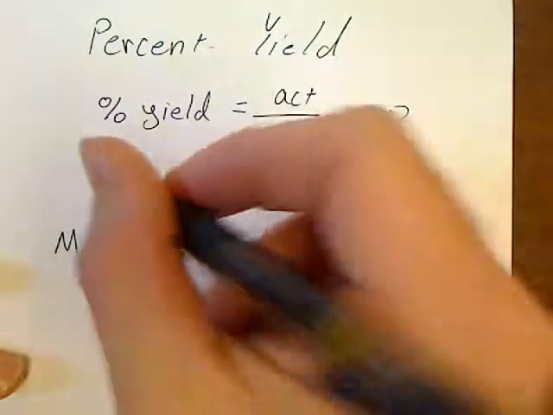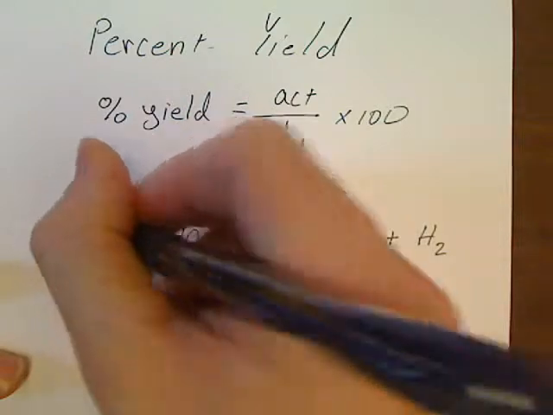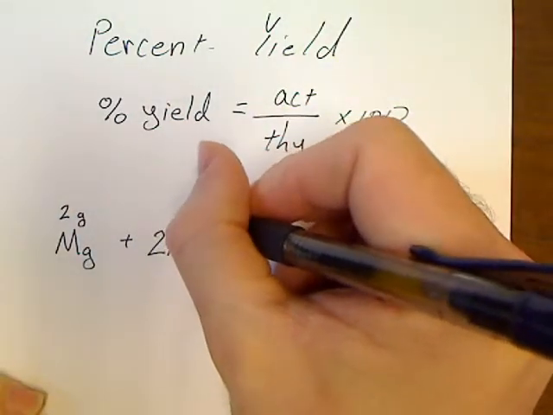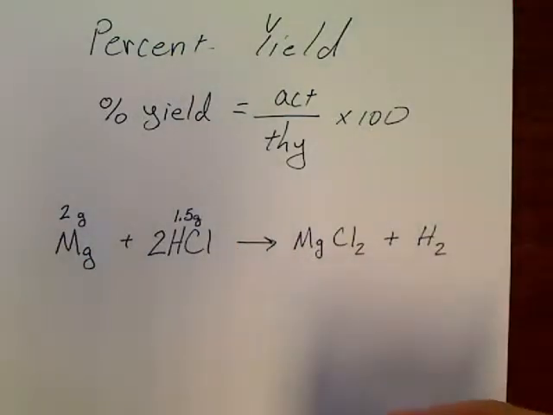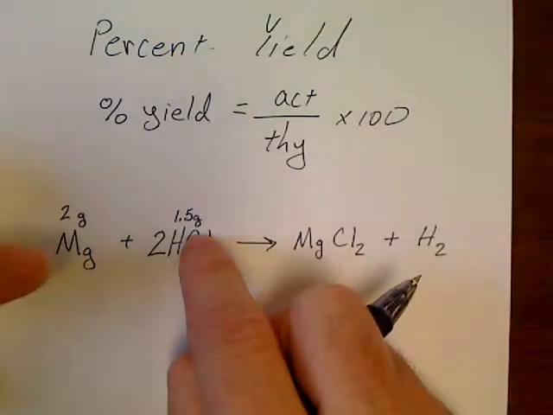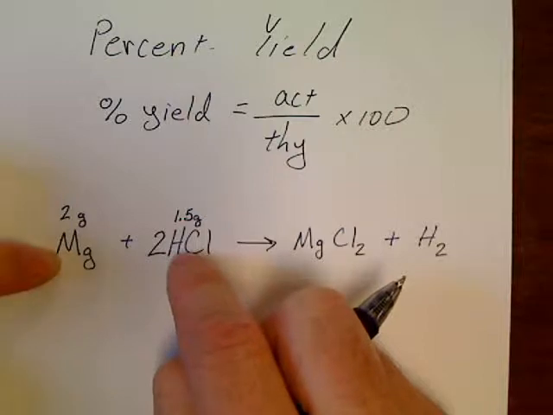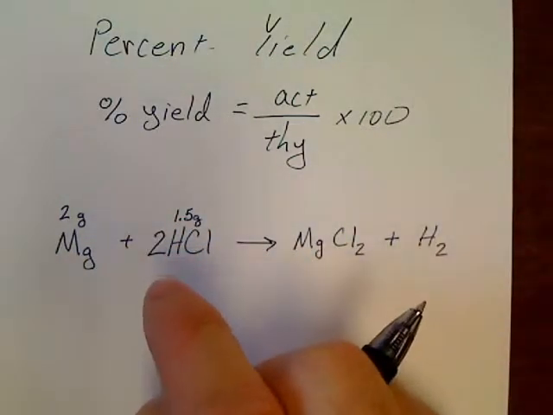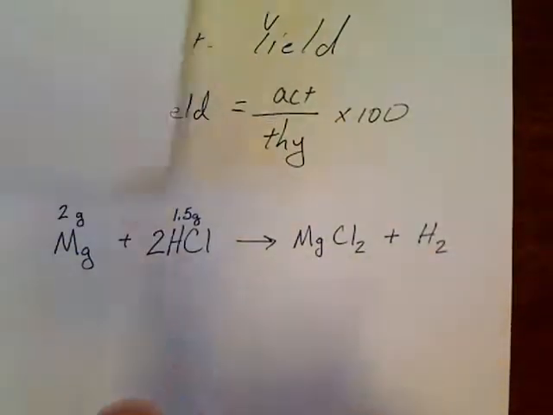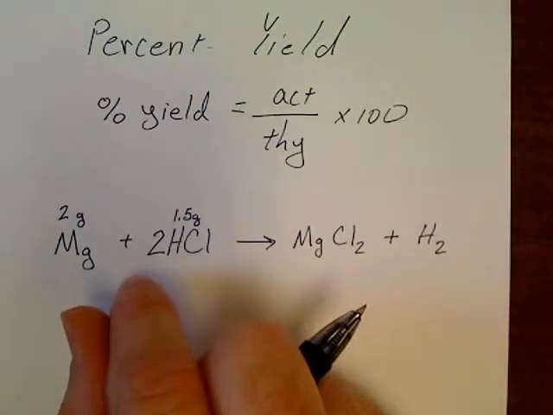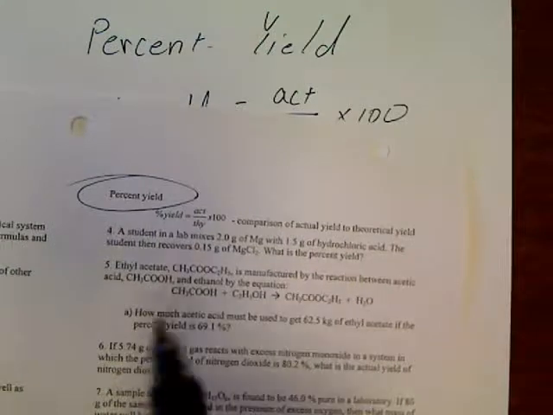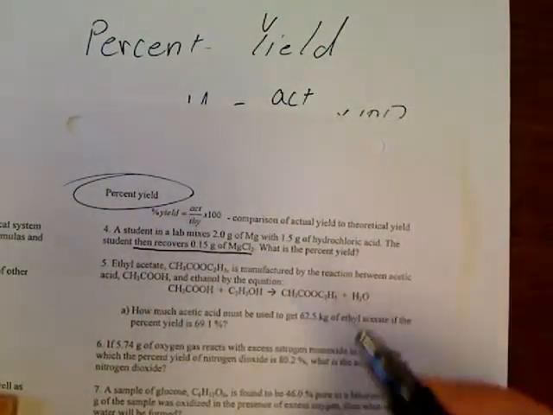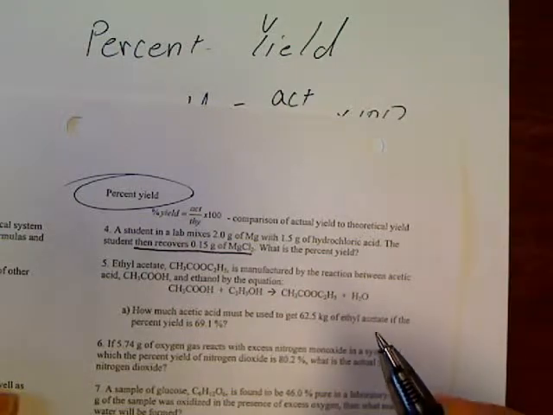Now this problem says that we've got 2 grams of Mg, and we've got 1.5 grams of HCl. So, we've been given 2 things, so automatically you need to be thinking LR and EX. I've got to figure out one of those 2. This next part is what makes this problem different than the other ones you've done. The student then recovers 0.15 gram of MgCl2.